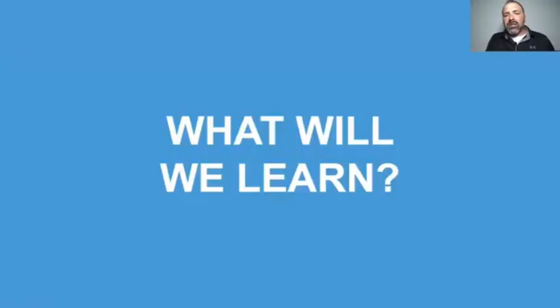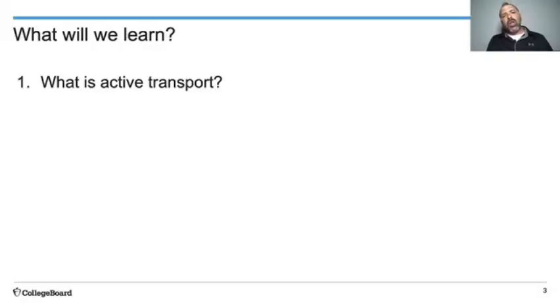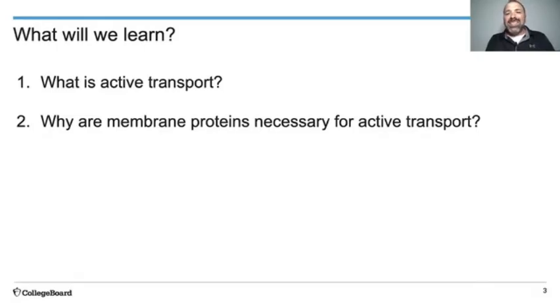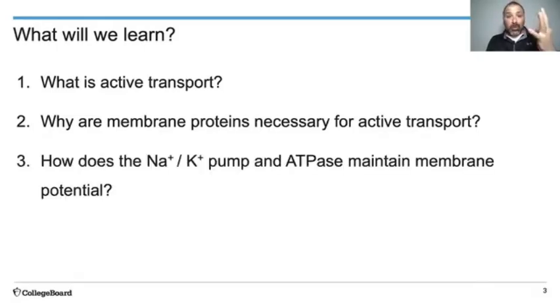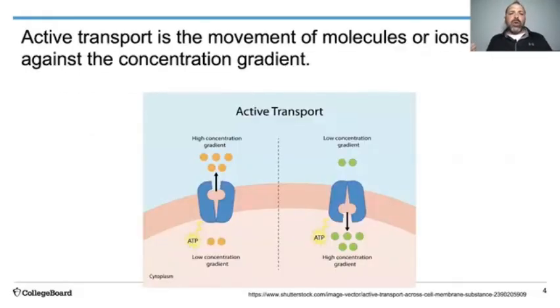And so what we learn, it's always important. So again, what we learn: first, what is active transport? Second, why are membrane proteins necessary for active transport? And third, how does the sodium-potassium pump, an ATPase, maintain membrane potential? And so when we talk about active transport, it is moving molecules or ions against the concentration gradient.